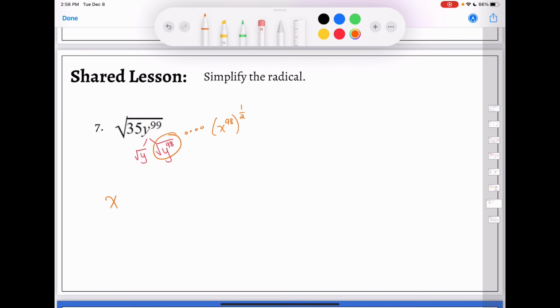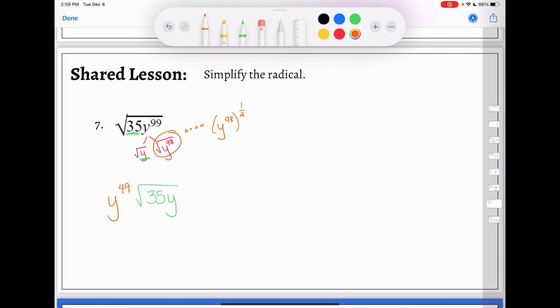So I got y to the 49th power is my only perfect square coming to the outside. 35 was not a perfect square and can't break it down. And y need to both stay on the inside. So I have 35y. I apologize, I just realized that I swapped from a y to an x here. This should be a y. So I have y to the 98th to the 1/2 power. So I get y to the 49th outside and radical 35y left on the inside.